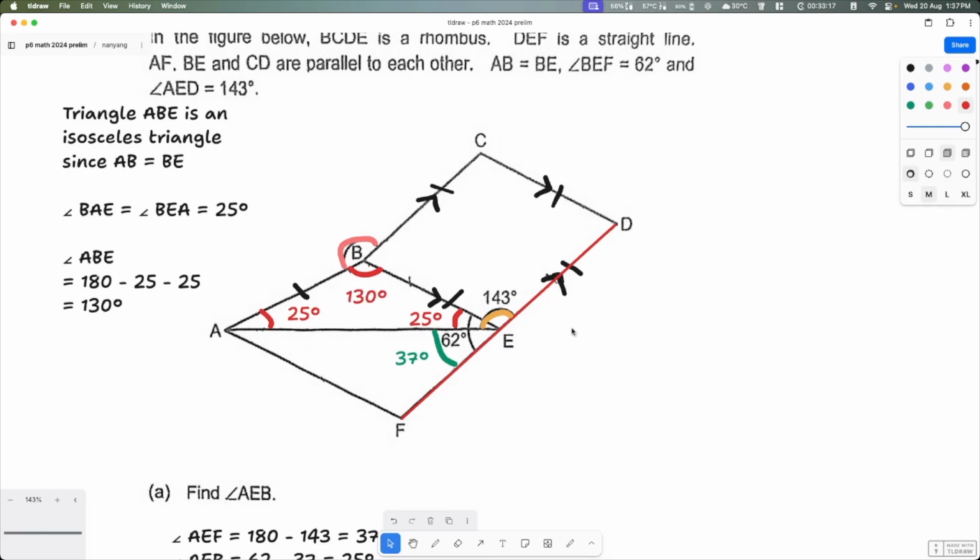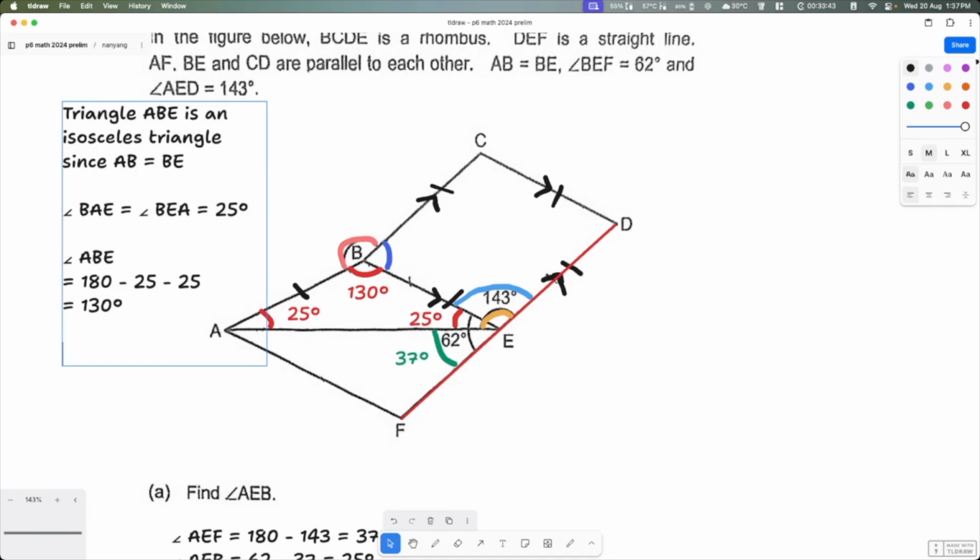Okay, so now the next thing is we want to get this angle over here as well. Hopefully I'm not out of colors. We want to get this blue angle. To get this blue angle, we need to get this angle over here. So 143 minus 25, and we get this, which is the opposite over here. So let's get the blue angle.